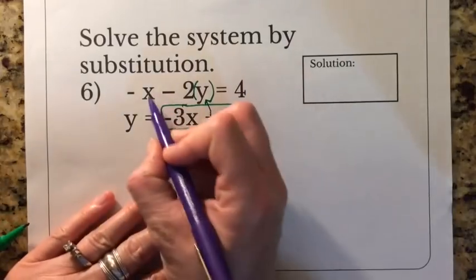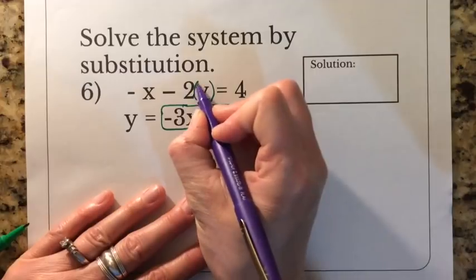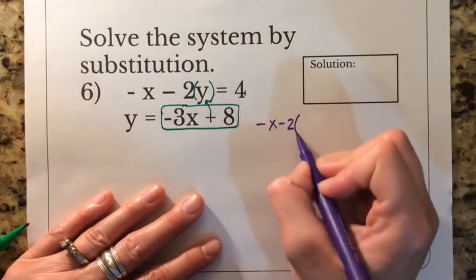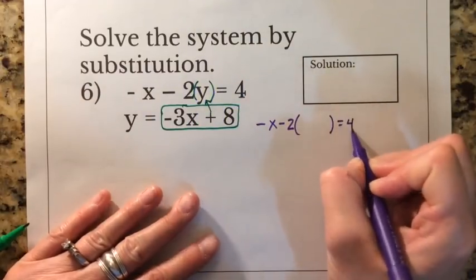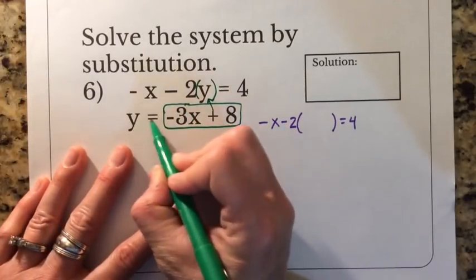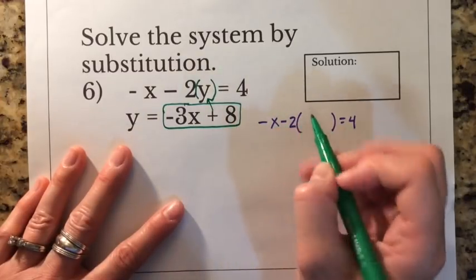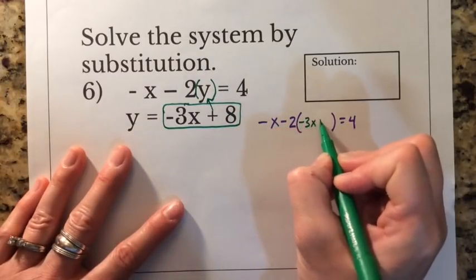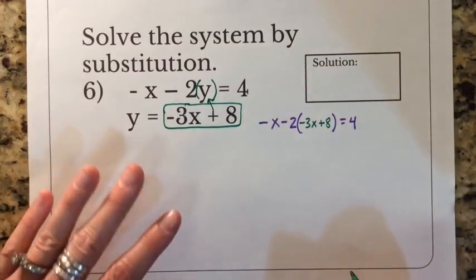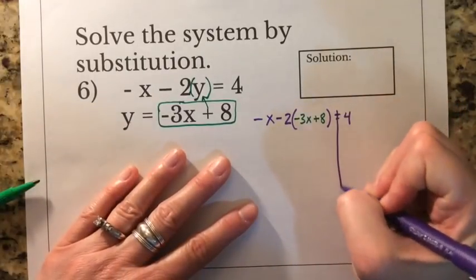All right, let's do it. I'm going to copy down the top equation. But the y here, I'm going to put big parentheses. Okay, so here's my package, -3x plus 8. It says y is equal to this, so I'm going to plug it in for y right here in the other equation. There we go. Now I have one variable to solve for.